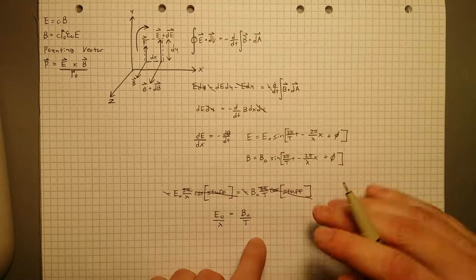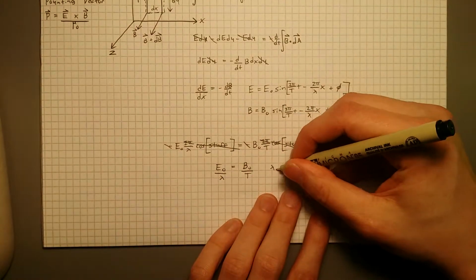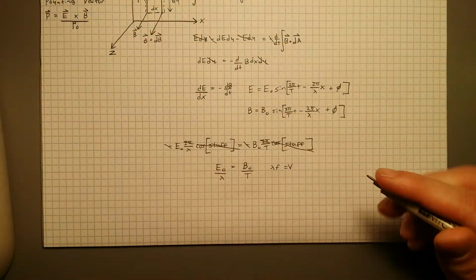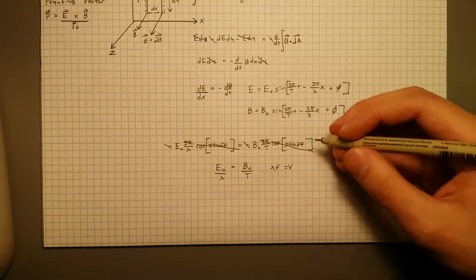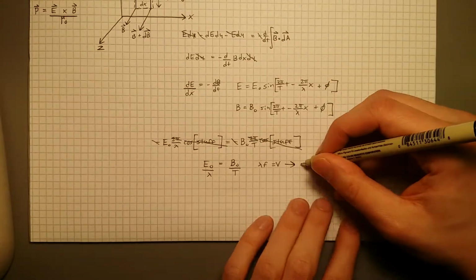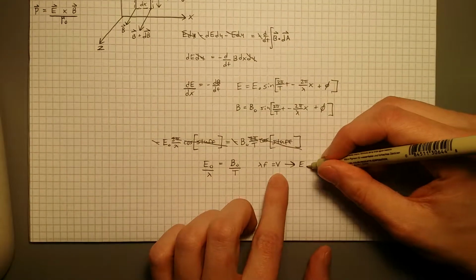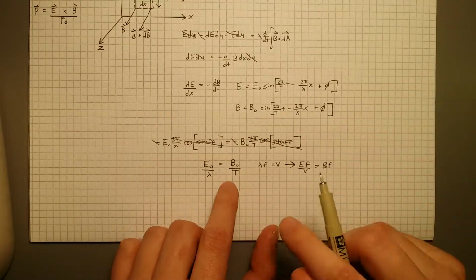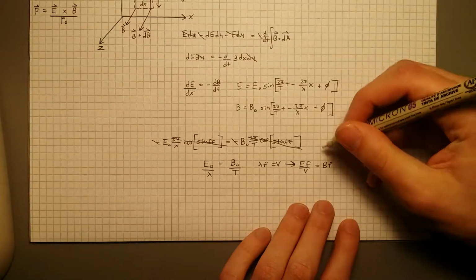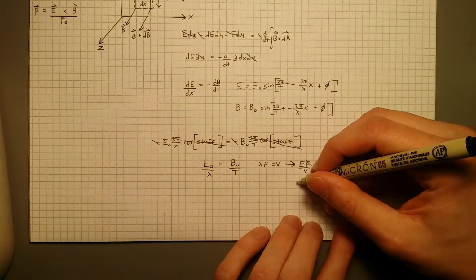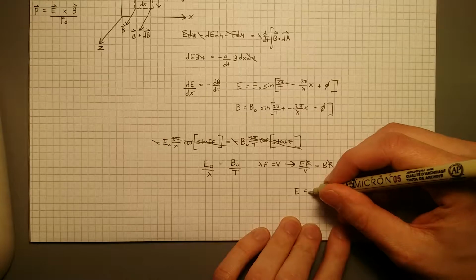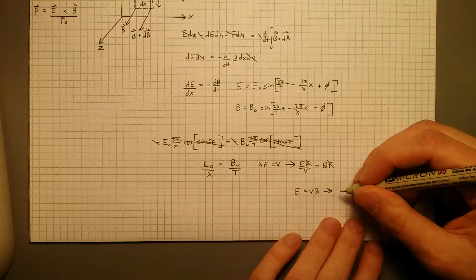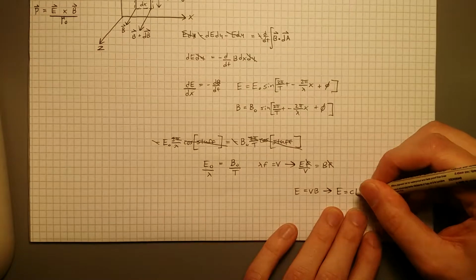And now with the definition of a few things like lambda f is v, you know this one from simple harmonic motion, you can say that E times f over v is equal to B f, since the period is just the inverse of frequency. Cancel out the f's, and you are left with E is equal to vB, which, well, v is going to be the speed of light, leads to E is equal to c times B.